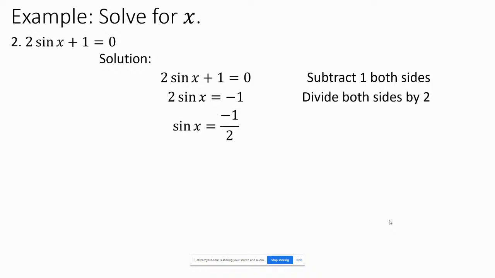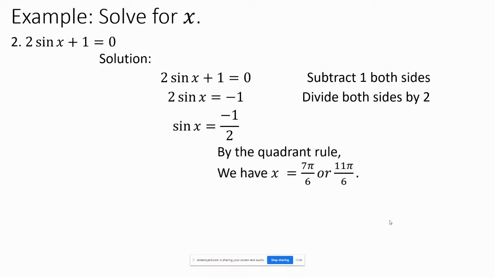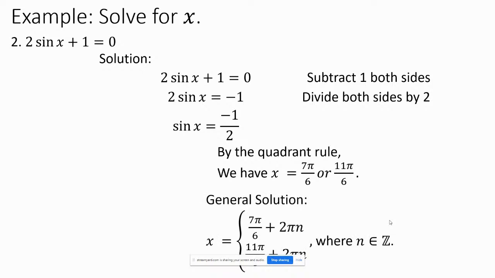negative 1 half. Okay, by the quadrant rule, sine is positive in quadrants 1 and 2, so it should be in quadrants 3 and 4. Tama po? So by the quadrant rule, x must be 7 pi over 6 or 11 pi over 6. Okay, the general solution is this: 7 pi over 6 plus 2 pi n, 11 pi over 6 plus 2 pi n.